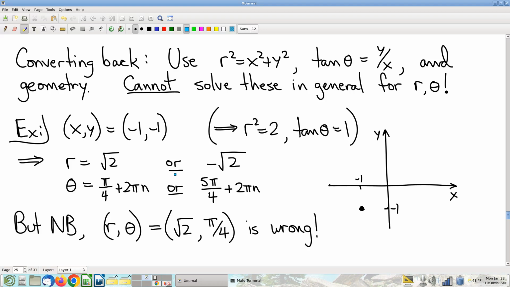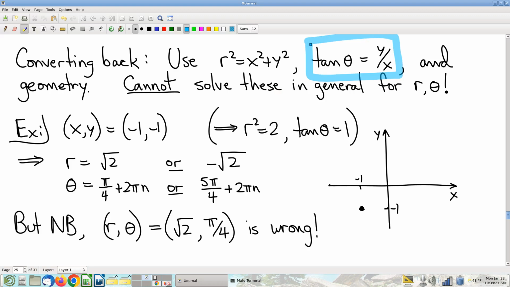Okay, so looking at the definition of polar coordinates, it's very easy to persuade yourself that r squared is equal to x squared plus y squared. And a lot of students will want to solve for r and say r is the square root of x squared plus y squared. But that would imply that r is positive, which it need not be. So careful about that.